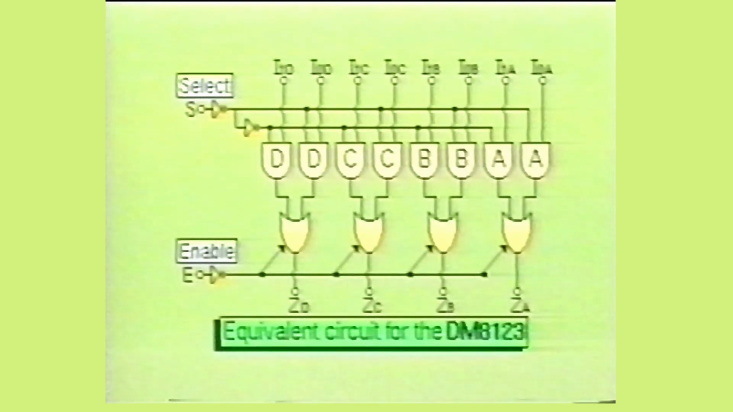Here we see the logic diagram of the DM8123. Even though this IC contains 4 outputs, its operation is the same as the previous multiplexer circuits just discussed. We will quickly examine this circuit to see how it works.